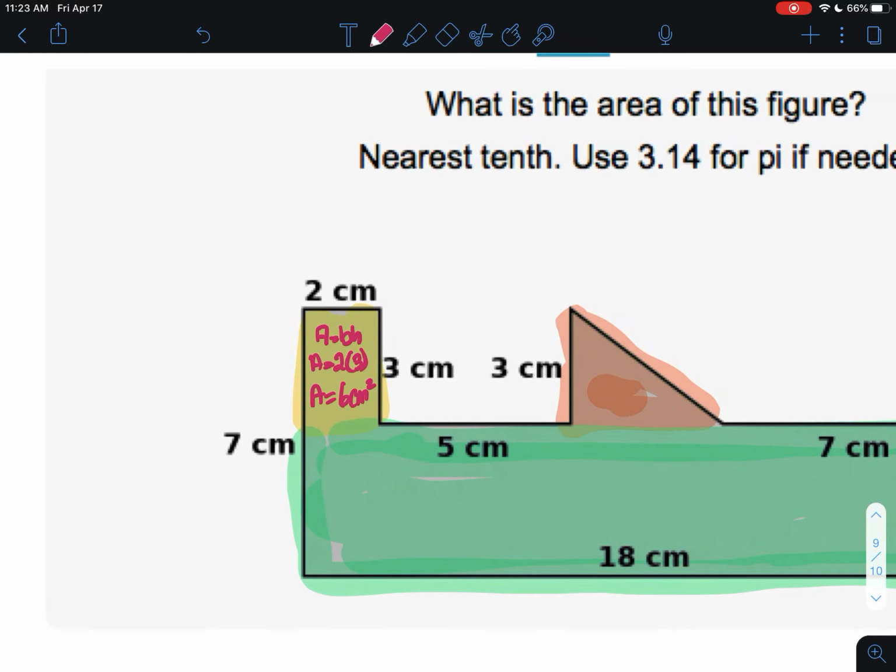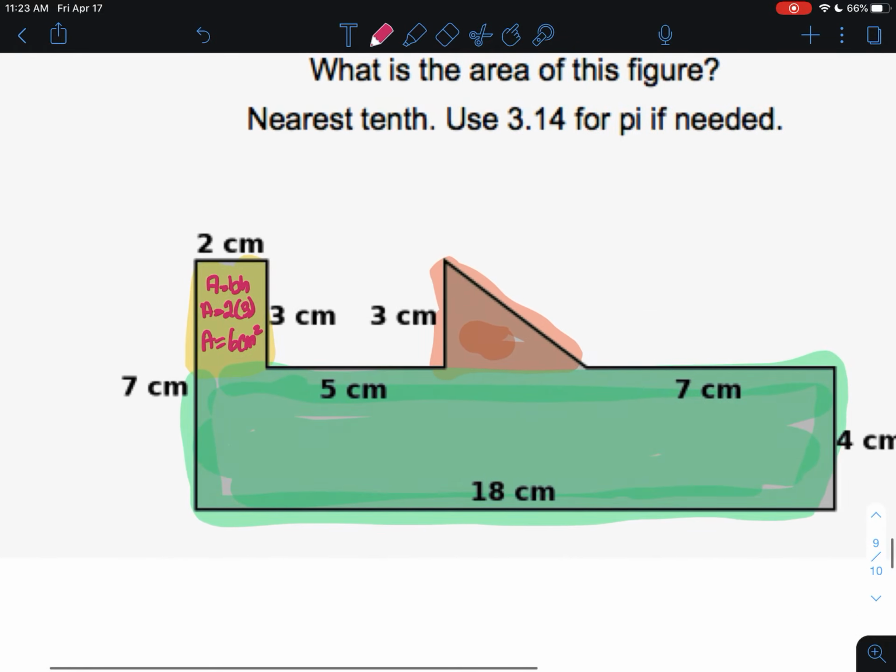Finding the green box is also very straightforward. So we again can do area equals base times height, where the base is 18 and the height is 4. And that gives us 72 centimeters squared.